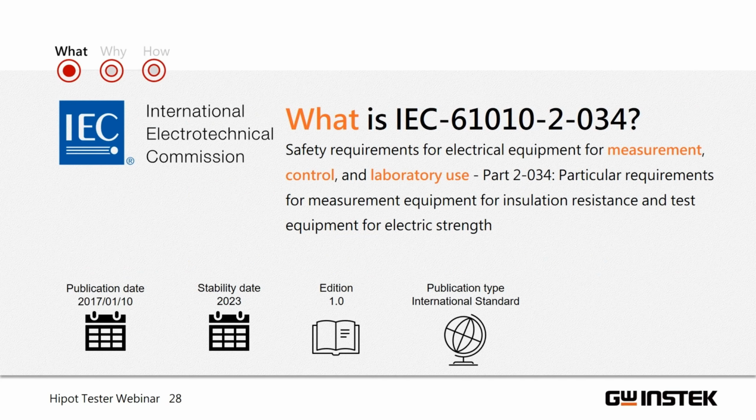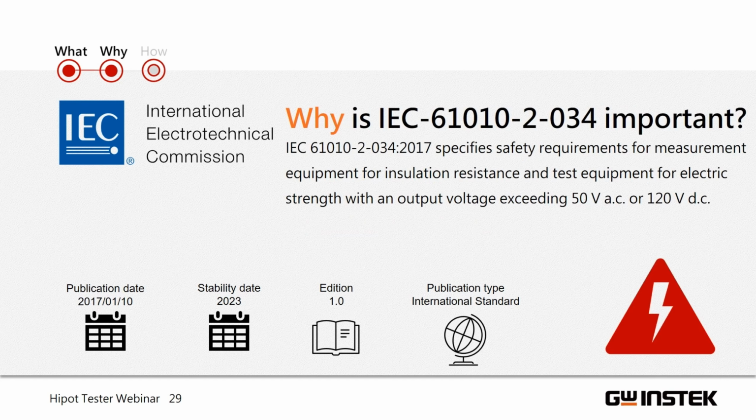What is this standard? This standard describes the safety requirements for electrical equipment for measurement, control, and laboratory use. It specifically addresses measurement equipment for insulation resistance and test equipment for electric strength. Why is this standard important? Because it pertains to safety. The purpose of the standard is to minimize the risk of injury and reduce potential hazards.